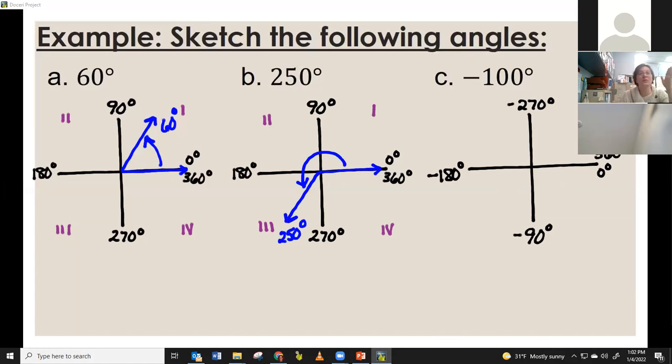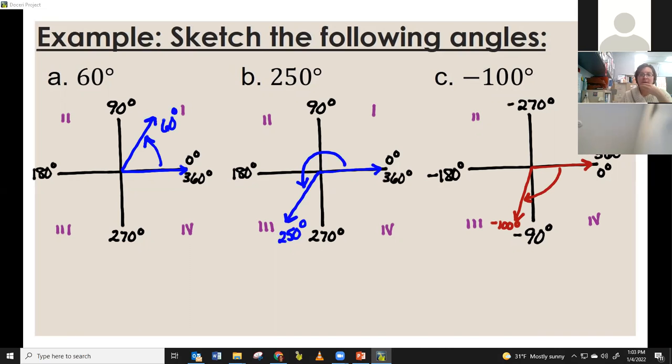Okay, so now that we have this labeled with our reference points, what quadrant will negative 100 degrees be in? In the third quadrant, yes. Here's my initial side. Negative 100 degrees is going to be right about there. Beautiful, beautiful, beautiful. All right.